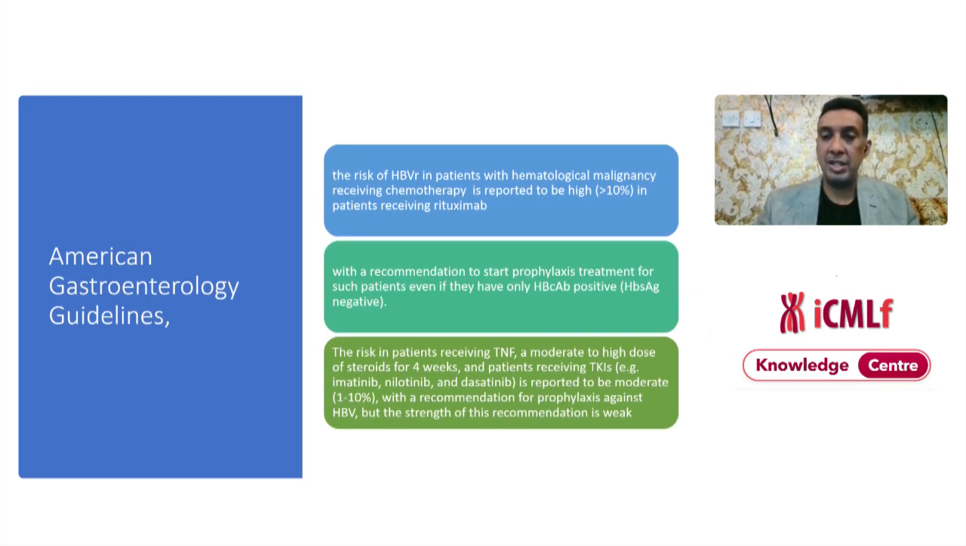The risk in patients receiving tumor necrosis factor inhibitors, a moderate to high dose of steroid for 4 weeks, and patients receiving tyrosine kinase inhibitors like imatinib, nilotinib, and dasatinib is reported to be moderate, 1 to 10%, with a recommendation for prophylaxis against hepatitis B virus. But the strength of this recommendation is weak.